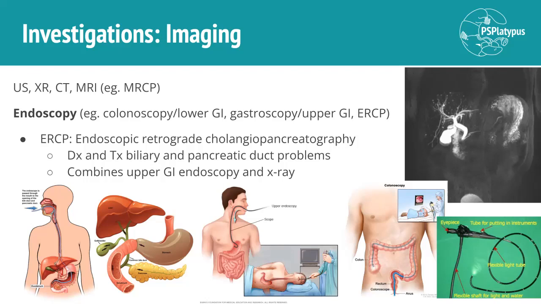Okay, cholangiopancreatography. So cholangio, chole meaning bile, angio meaning duct, so bile duct. Pancreato, pancreas, and graphy, meaning like imaging or visualization. So that's what ERCP is. And it basically combines the upper GI endoscopy and X-ray, and you can be looking in the biliary tree, diagnosing and treating problems. A brief step backwards, looking at MRI, we also have MRCP.